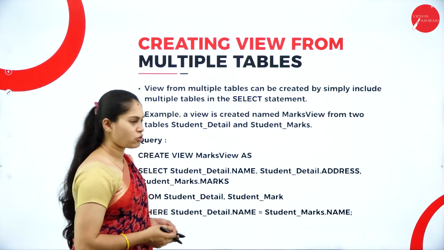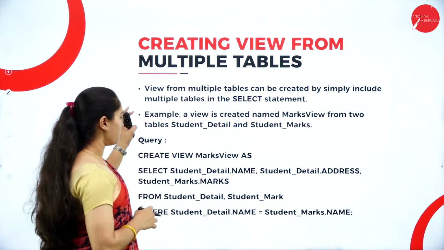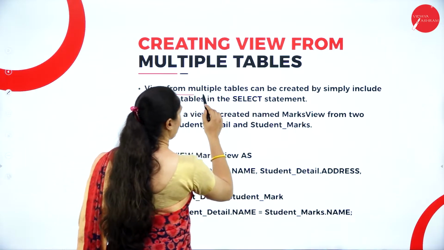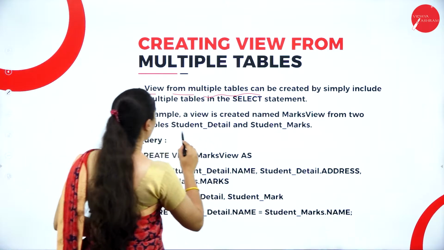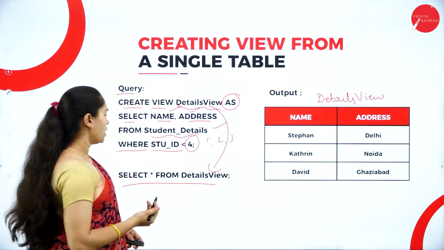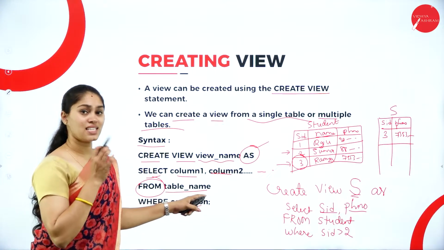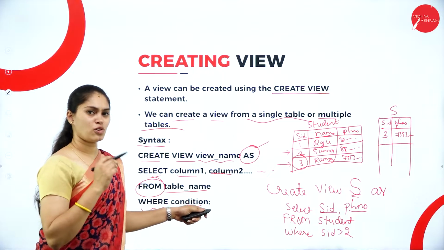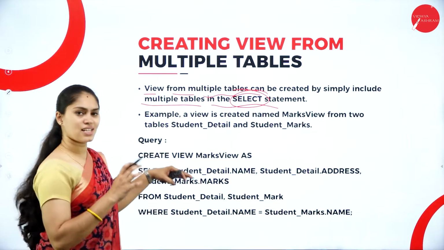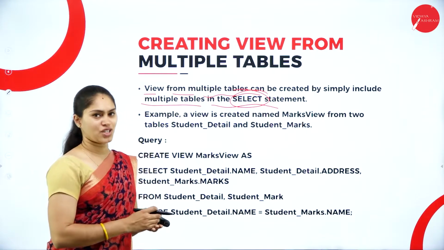So what if I want to take data from multiple tables? There is also the possibility of fetching data from multiple tables, so a view can be created from multiple tables, and also by including the multiple tables in the select statement. Here we have a single table and we mention the single table name. But if I want to select fields from multiple tables, instead of writing a single table name, I am going to mention the tables from wherever we are fetching the fields.